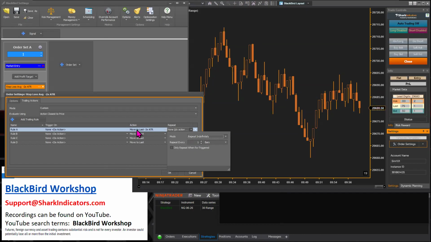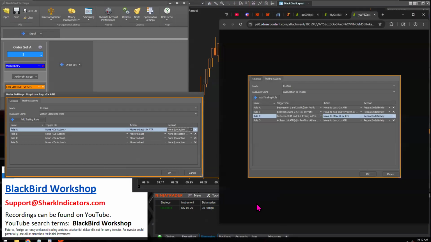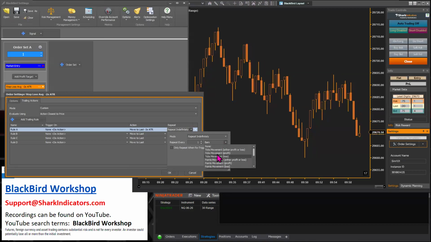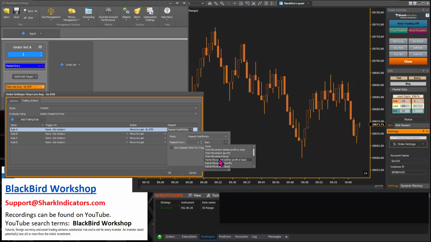And since we don't see exactly everything that's inside the repeat here, I'm going to assume this trailing is probably happening tick by tick. All right, so we'll just put ticks of movement there instead of once per bar, but once per tick, something like that. That's probably what that's set at.